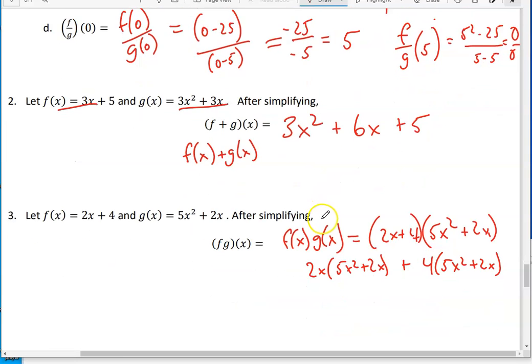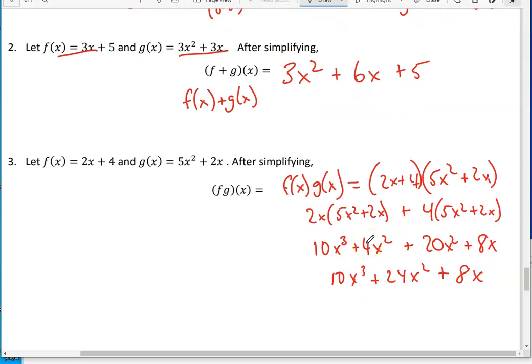And now let's multiply that out and put them back together. That becomes 10x cubed plus 4x squared plus 20x squared plus 8x. Combining like exponents, those are the only two I can combine. That becomes 10x cubed plus 24x squared plus 8x.